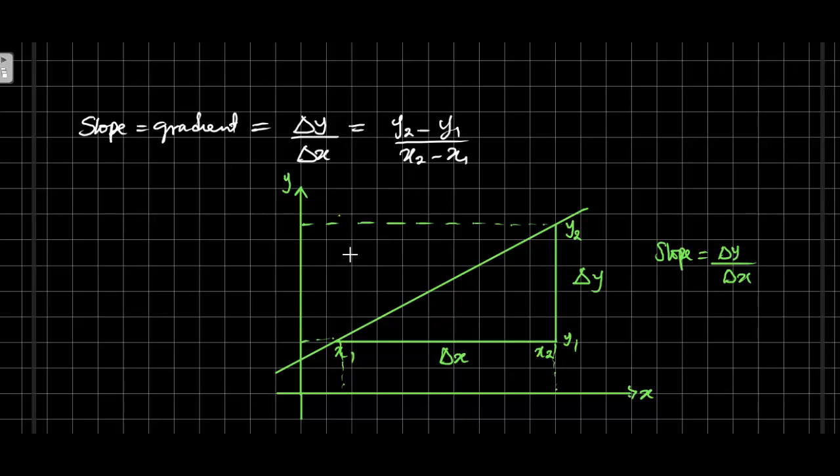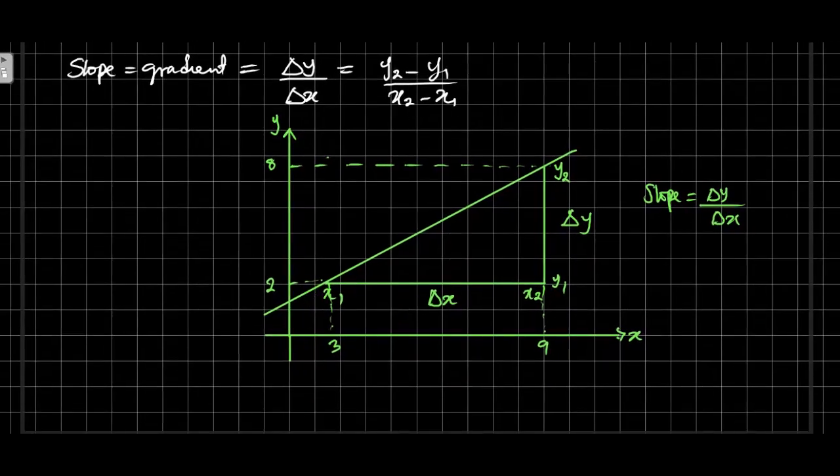So if we plug in values, let's assume I have 2 here, and let's say I have 8 here, and let's also say I have 3 here. Let's say I have 9 here. So I can determine the slope from what I have here. So how do I determine it? My slope is change in y over change in x, which is y2 minus y1 over x2 minus x1.